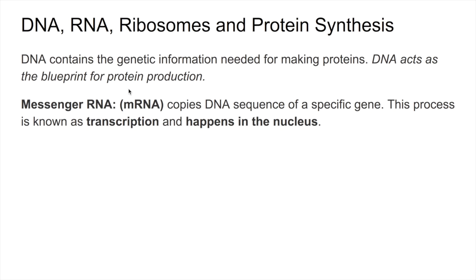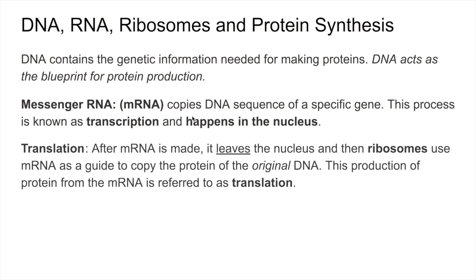So mRNA copies the DNA sequence of a specific gene, whatever that means, and this process is called transcription. So it's transcribing the DNA sequence to another one, and it happens in the nucleus, so it's kind of the center. And then after this mRNA is made, it leaves the nucleus. And then the ribosomes use mRNA as a guide to copy the protein of the original DNA. This production of protein from the mRNA is called translation. So it's kind of translating.